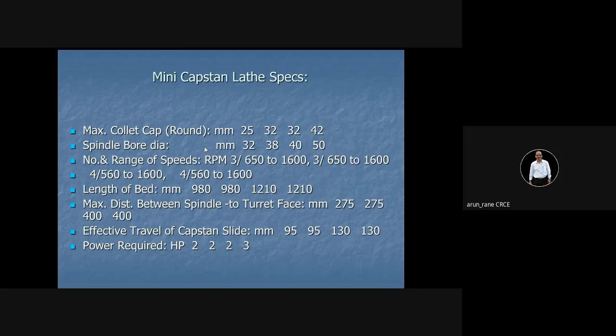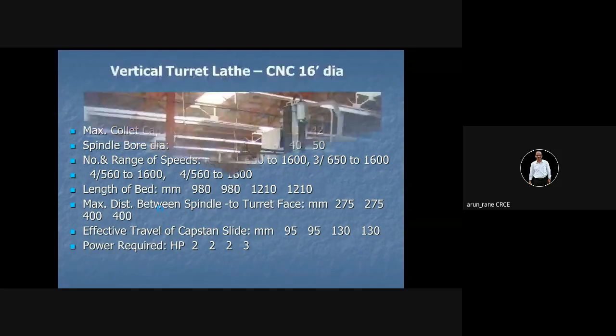Then there are other specification parameters: what speeds are available, what is the length of the bed, what is the effective travel, what is the power required, what feed rates are available, and so on. But the important specifications you have to give are the spindle bore diameter and the maximum distance between spindle and turret.